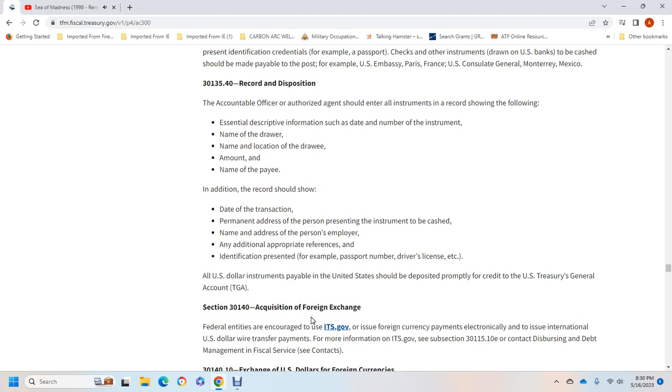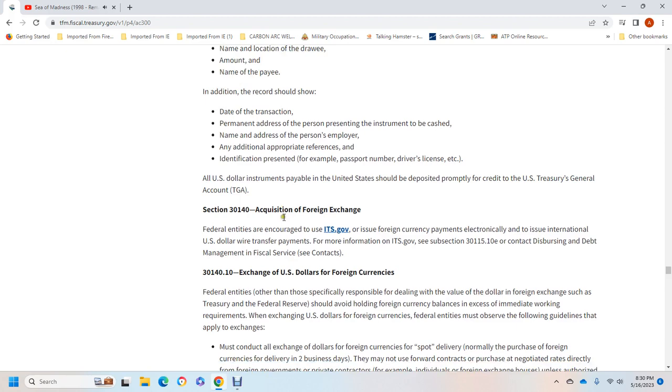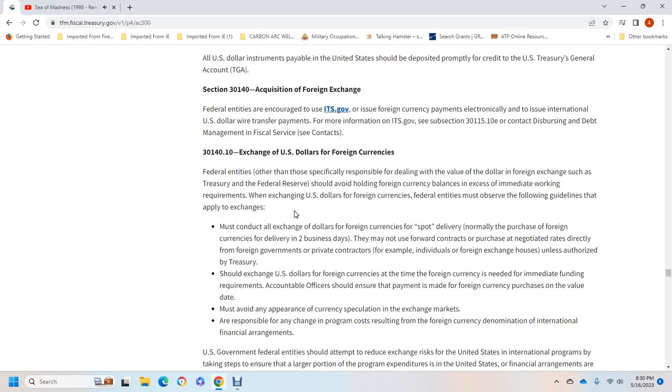Treasury General Account. 3140, acquisition foreign exchange. Federal entities provide incur the international treasury security .gov, the issue foreign currency payments electronically issued for the international U.S. dollar wire transfer and performance for the ITS.gov with the subsection 311510E with the contact distribution and debt management fiscal services. 3140 with the exchange with the U.S.